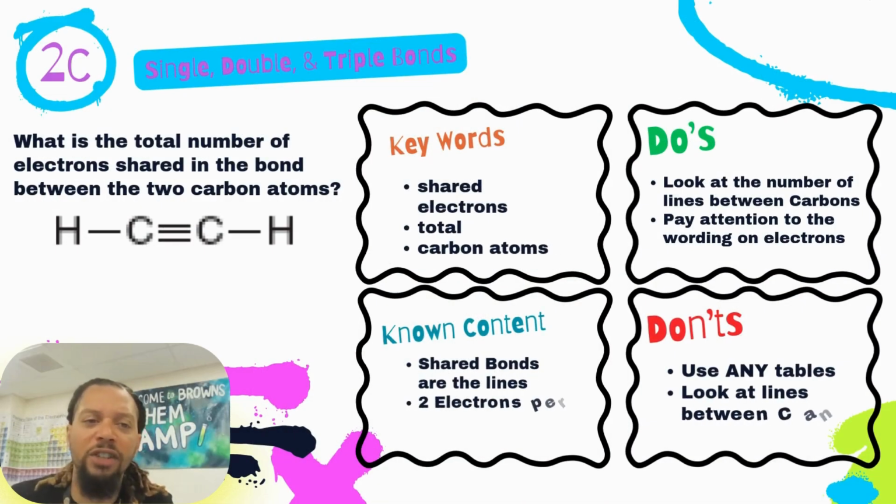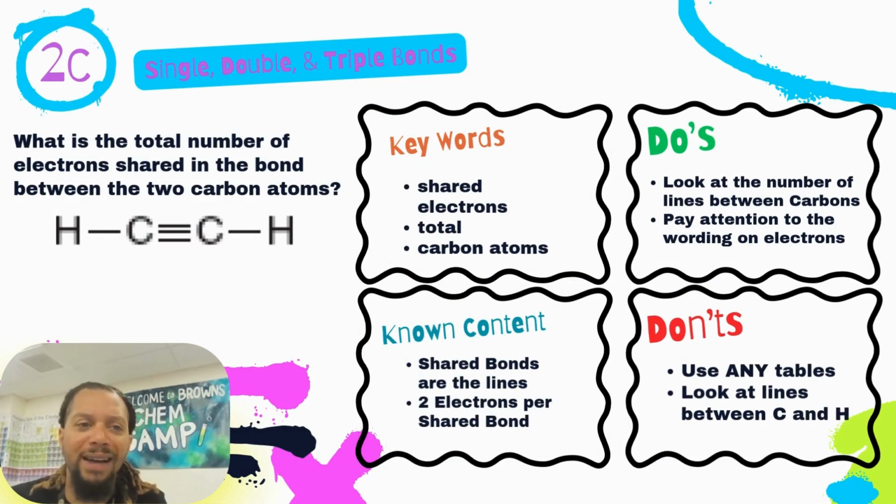In my next question in the single, double, and triple bonds category, what is the total number of electrons shared in the bond between 2 carbon atoms? Keywords here: shared electrons, total, and carbon atoms. This is the key here. We're not talking about a molecule, we're talking about the carbon atoms. Known content, again: shared bonds are the lines, and 2 electrons per shared bond.